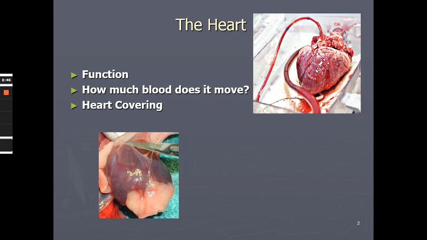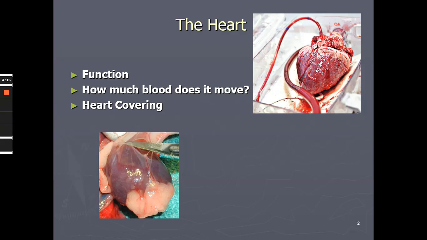Now, the bottom picture is a dissected out heart, and what I want you to notice, see the scalpel, the scalpel's kind of pulling up on a structure. That structure is a heart covering, and that is the serous membrane that surrounds the heart. We've talked about that a little bit, and it's called the pericardium. Cardio, think of heart. So peri, surrounding, pericardium.